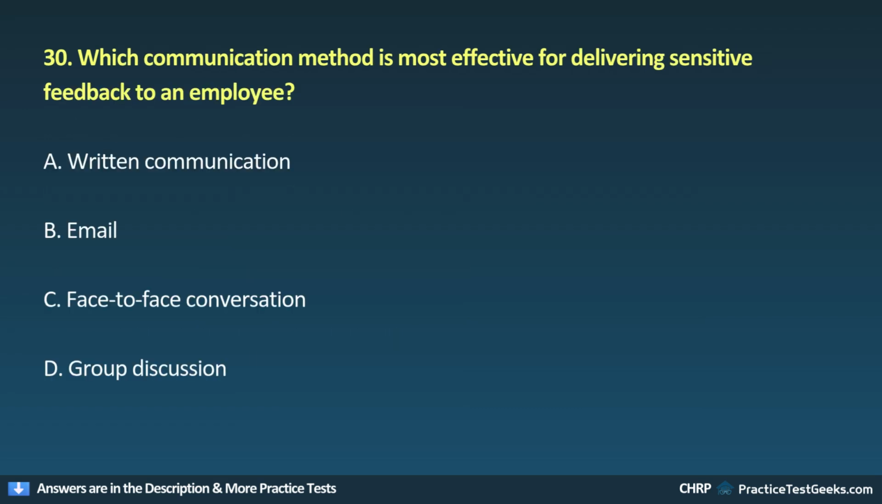30. Which communication method is most effective for delivering sensitive feedback to an employee? A. Written communication. B. Mail. C. Face-to-face conversation. D. Group discussion.